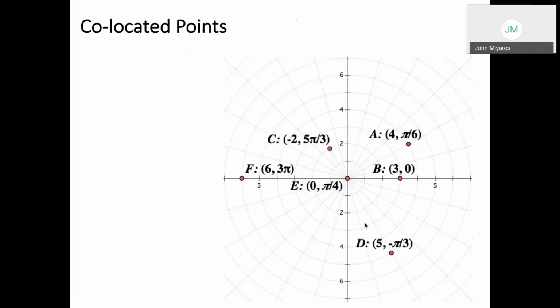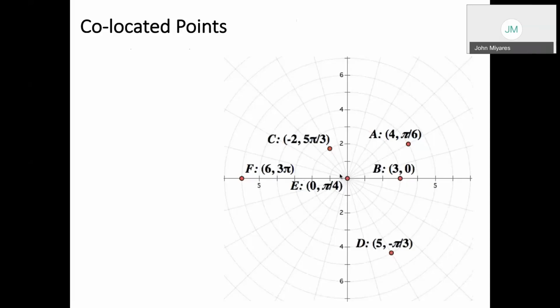Let's take a second look at some of these points again before we move forward. From this sketch, we can see that if r is positive, the point is going to be in the same quadrant as theta. On the other hand, if r is negative, then the point is going to end up in the quadrant exactly the opposite as theta.